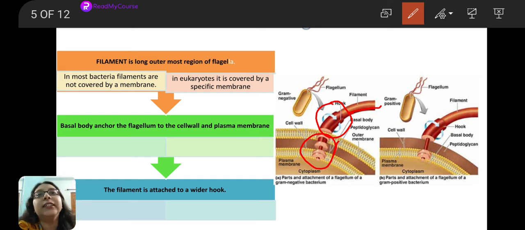Now, regarding the filament, there is one important difference between a prokaryotic cell and a eukaryotic cell. In case of eukaryotic cells, the filament is covered by a membrane.